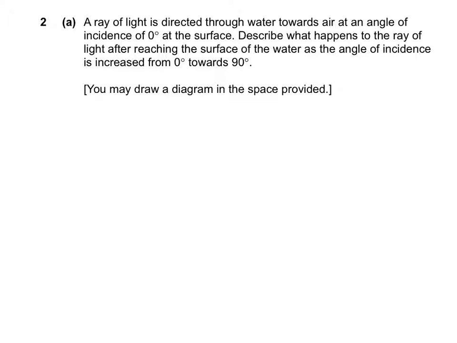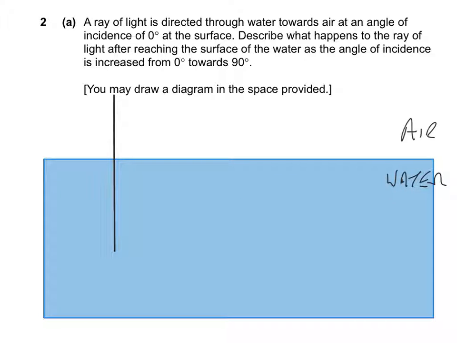Question 2a, a ray of light is directed through water towards air at an angle of incidence of 0 degrees at the surface. Describe what happens to the ray of light after reaching the surface of the water as the angle of incidence is increased from 0 degrees towards 90 degrees. So this is done in stages. Really, we start with this example where the angle of incidence is 0.